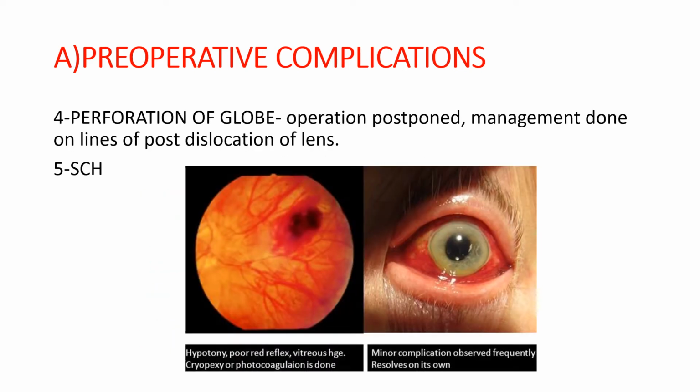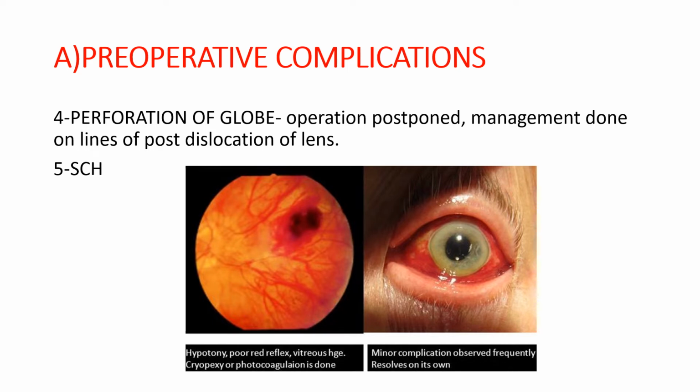Fourth is the perforation of the globe. In this case, if there's a perforation of the globe, there will be hypotony. If you try to check the digital pressure of the eyeball, you feel hypotony. There will be poor red reflex and vitreous hemorrhage could be seen. This is managed by doing cryopexy or photocoagulation.